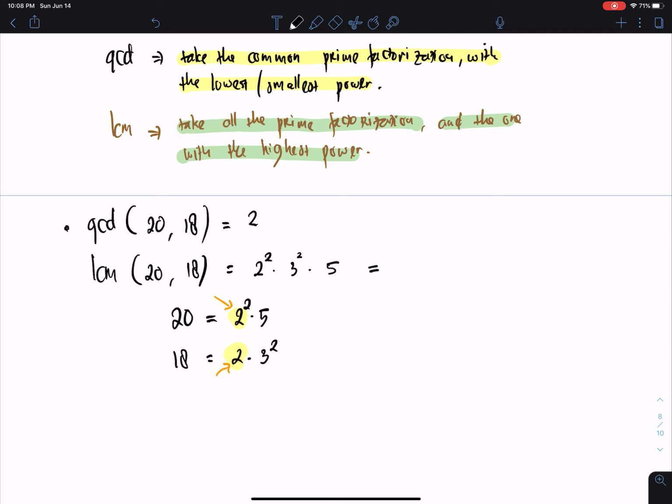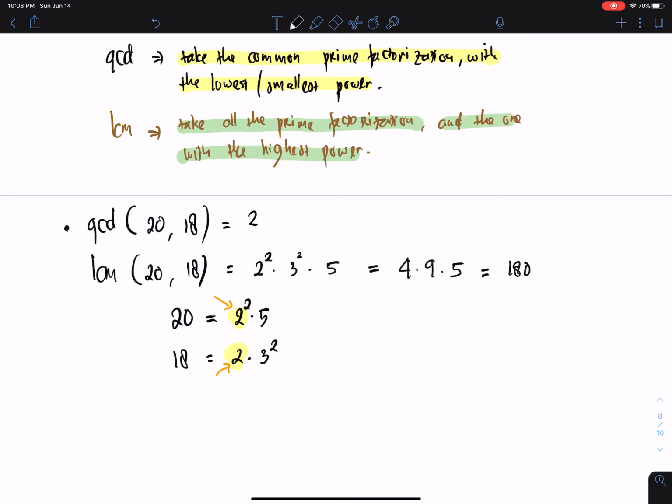So the LCM will be 2 to the power of 2 is 4, 3 to the power of 2 is 9, and we have 5. So the LCM will be 180, like that. Okay, so it's quite simple and straightforward calculations.